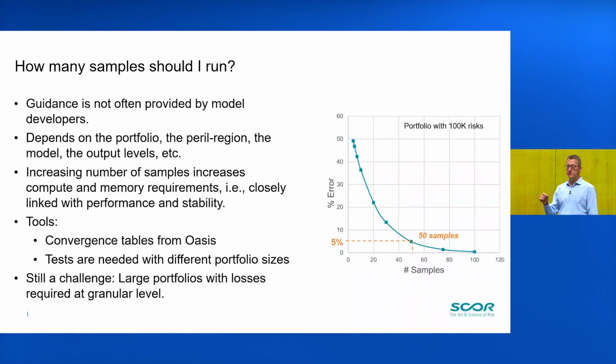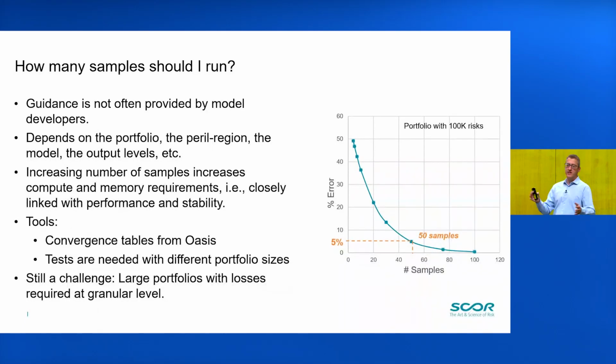On the other side, you don't want to run with too many samples, because then you're wasting computing resources. So this balance, you need to work it out. And I think that with the steering committee group and the work that Joe has done, we are now able in Oasis to have convergence tables. So when you run an analysis, you can see what the standard error is and understand whether your analysis has converged or not.